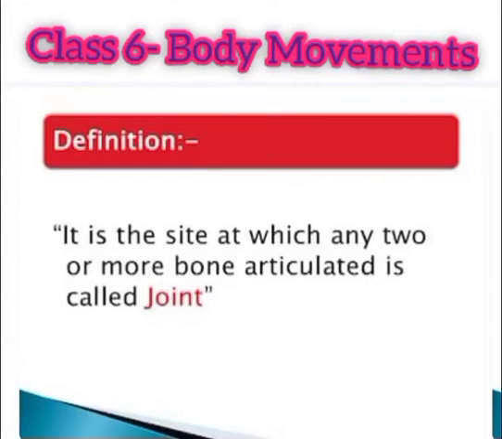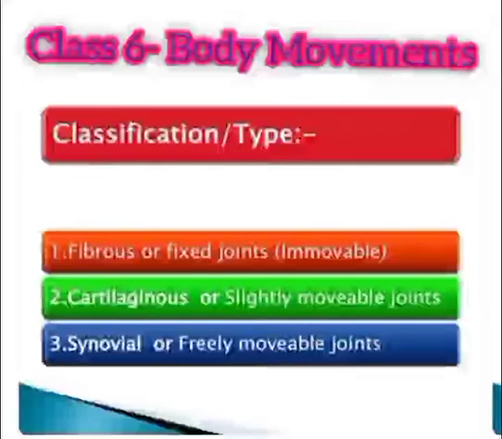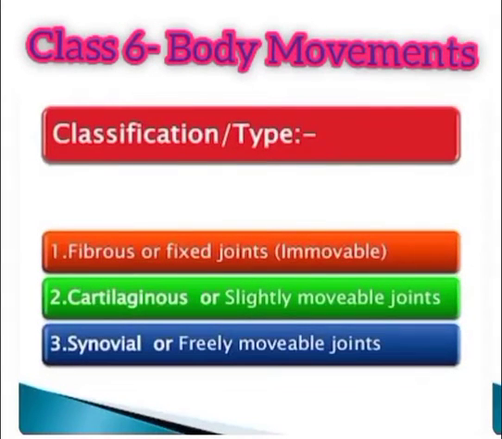Now, let's talk about the different types of joints which the human body has. So, we have fibrous or fixed joints, which are immovable joints, cartilaginous or slightly movable joints, and synovial or freely movable joints. These types of joints have different properties, and therefore based on these properties, our different body parts behave differently, or we can say they move differently.